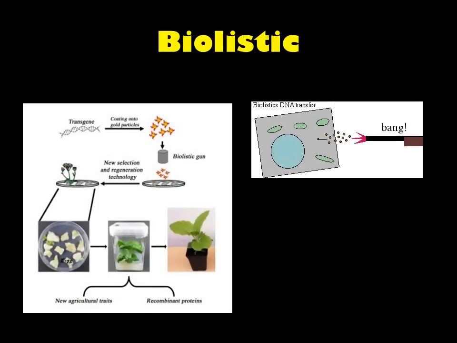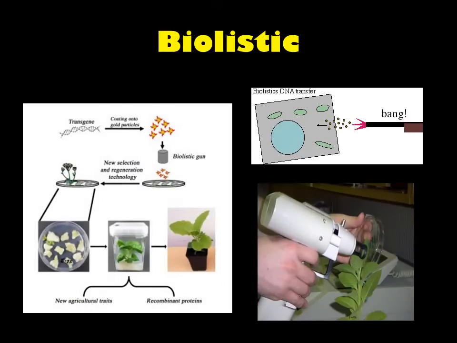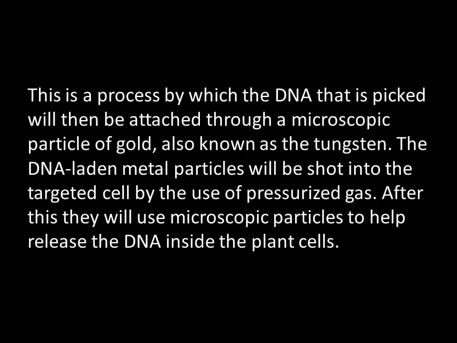Biolistic. This is a process by which the DNA that is picked is attached to a microscopic particle of gold, also known as tungsten. The DNA-laden particles will be shot into the targeted cell by the use of pressurized gas. After this, the particles help release the DNA inside the plant cells.